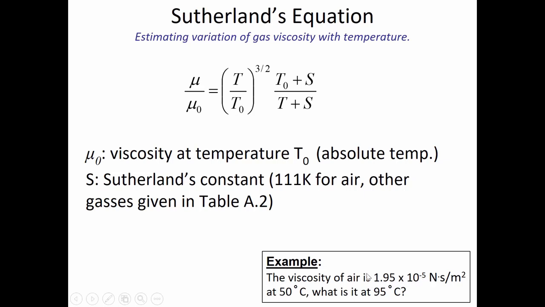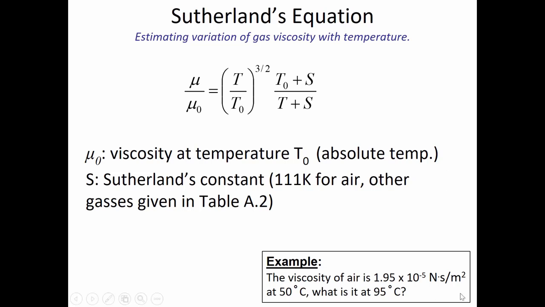So what is it at 95 Celsius? In this formula, the viscosity at the original temperature is this one. The temperature at that given temperature is put in, and we have to solve these in Kelvin, because remember what I said in the previous class, for most of our gas-related problems we have to use an absolute temperature scale.